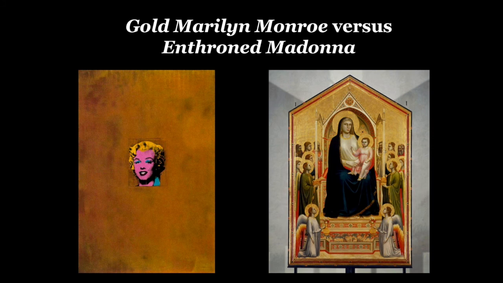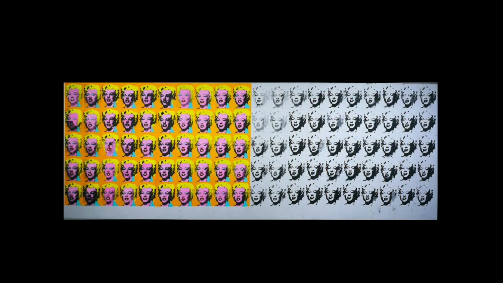This image here is very much like Giotto's Enthroned Madonna that we see at right. And here's another one of unity with variety. It's called Marilyn times 100.